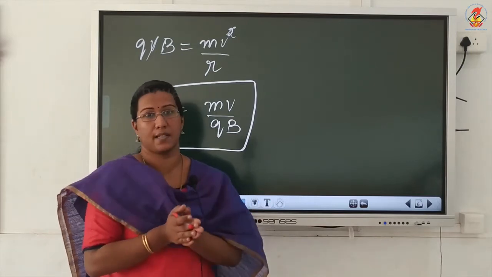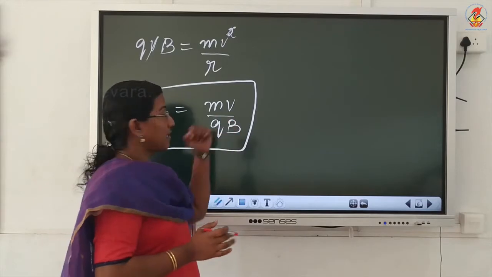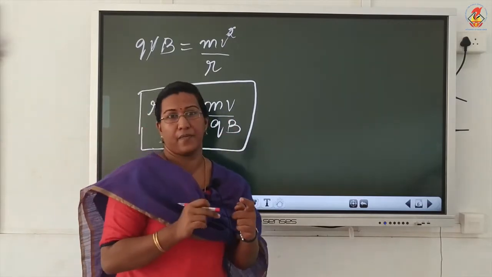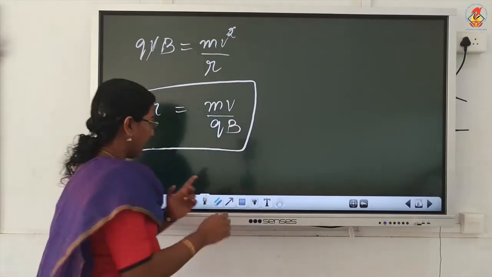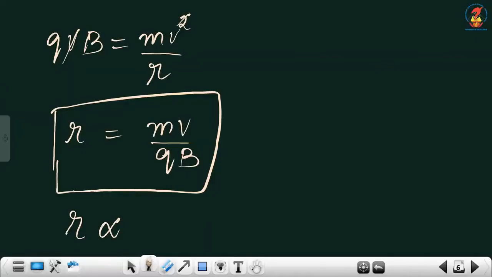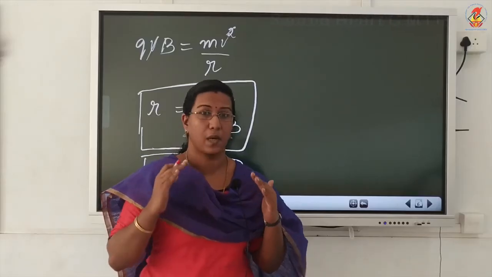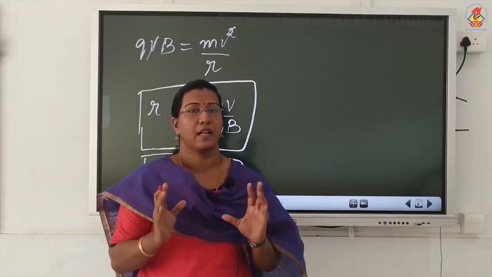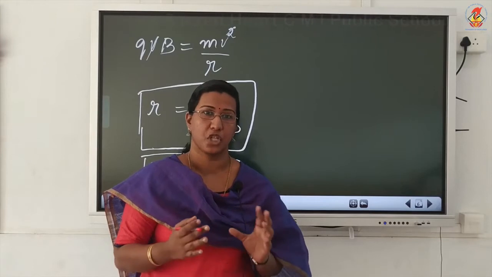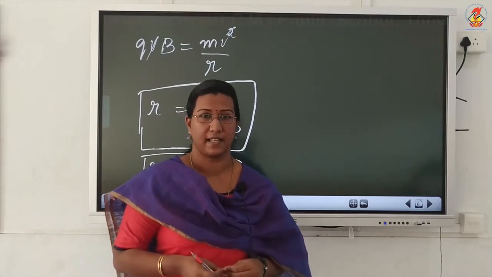m is also constant. So what is changing here? v is changing in direction. So we can say R is proportional to mv, or R is proportional to the momentum of the particle. So the greater the momentum of the particle, the greater will be the radius of the charged particle in the external magnetic field.